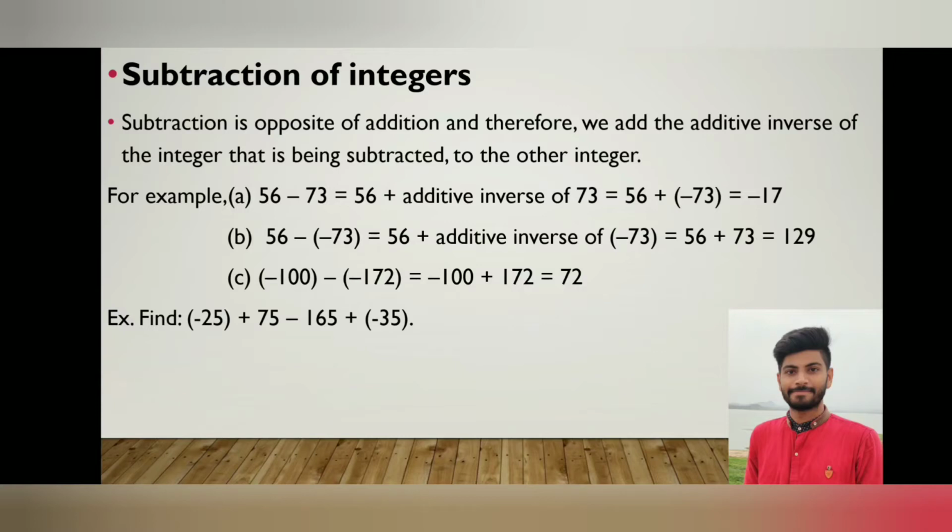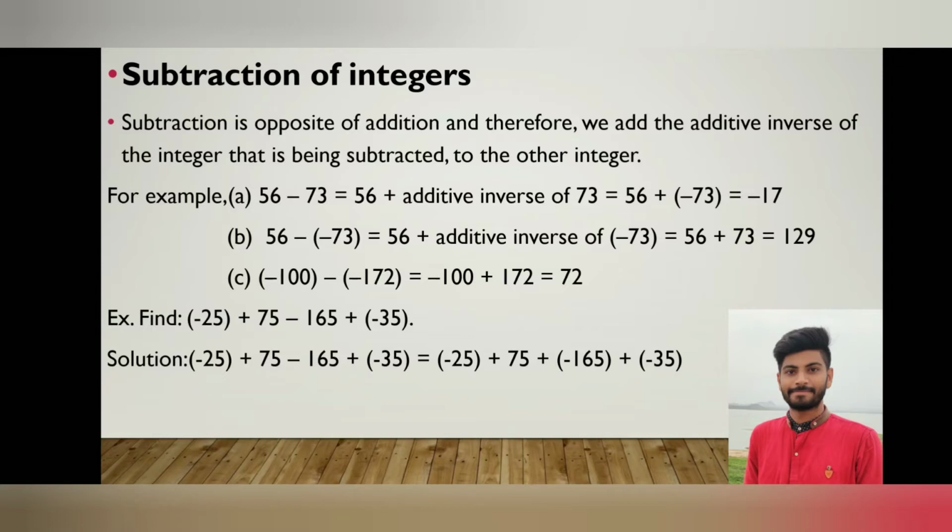Here one example is there. In this example there are negative numbers, addition and subtraction. So how to solve this kind of example? Let's see. First of all, minus 25 plus 75, these two numbers have addition, and then it is subtraction. In the next step we will convert the subtraction into addition.